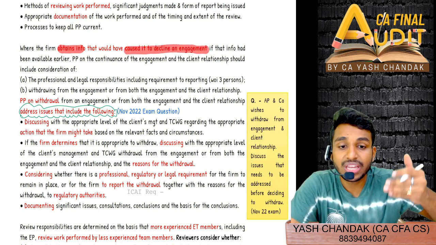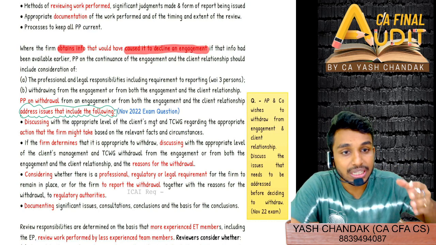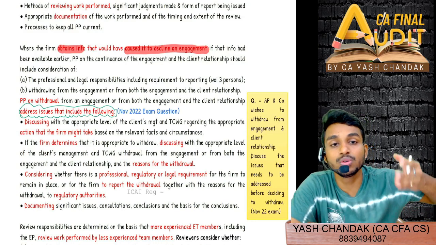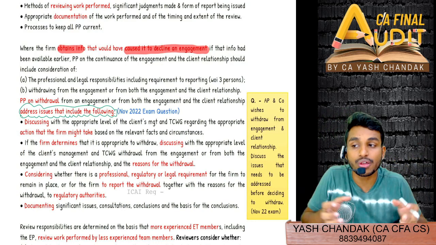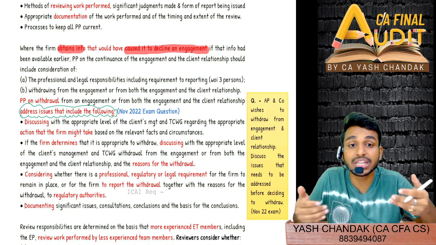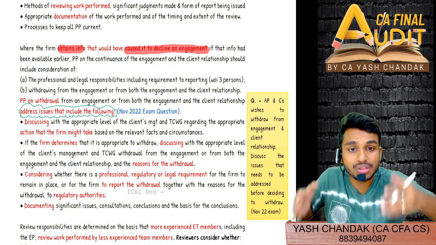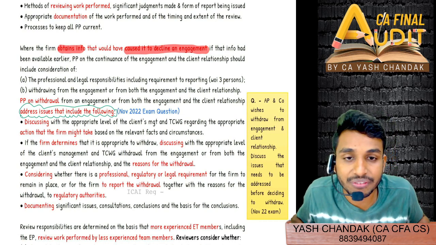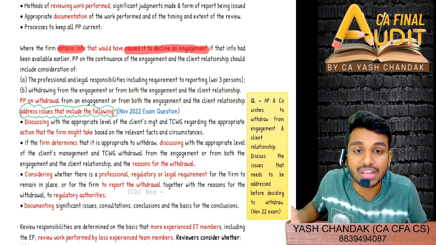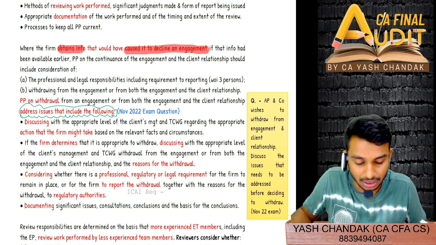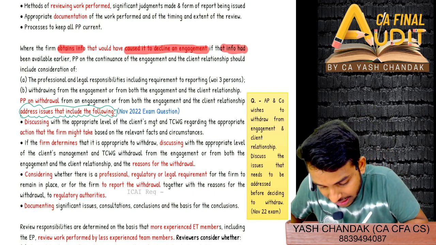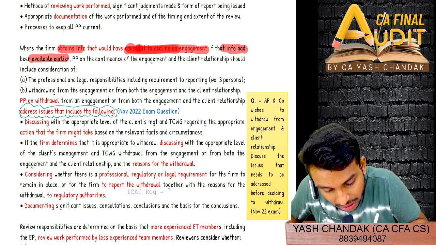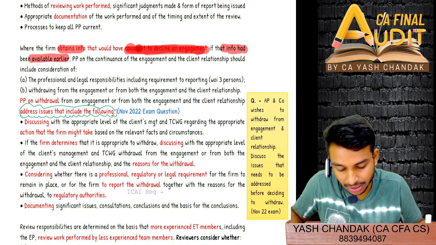That means we have now accepted the engagement, but had we known this earlier, this information would have caused us to decline it. We would not even have accepted the engagement if, before the acceptance, we had known this information. That means if that information had been available earlier, we would not have accepted the engagement.